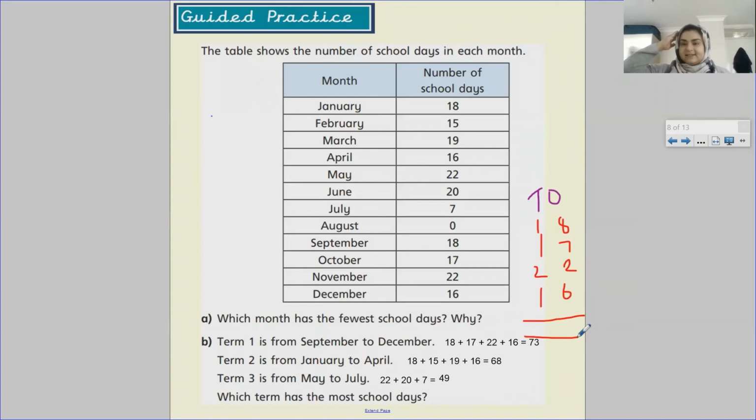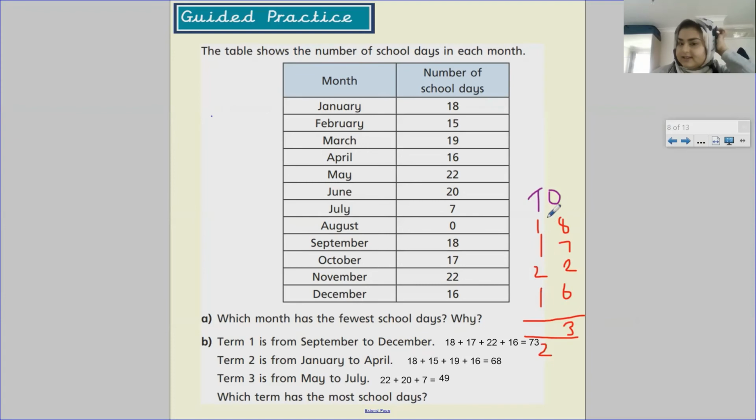So I'm going to lock 6 and my 8 in my head, then count on 7. So 8, 9, 10, 11, 12, 13, 14, 15. Then I'm going to count on 2. So 15, 16, 17. I'm on 17 and I'm going to count on 6. So 17, 18, 19, 20, 21, 22, 23. Because it's given me 23, I need to carry 2 over.